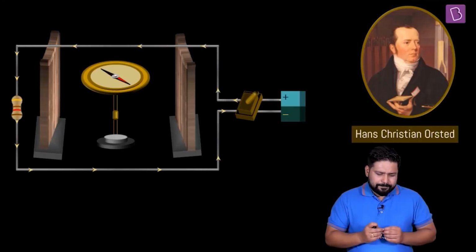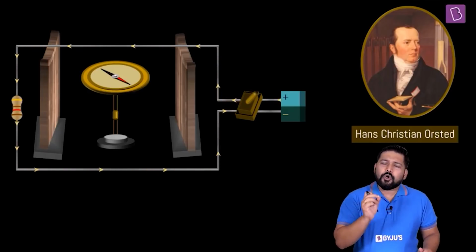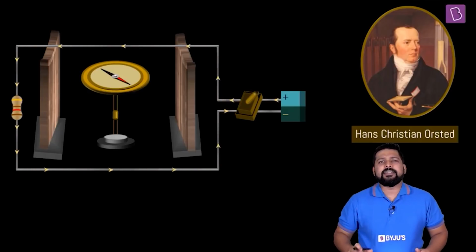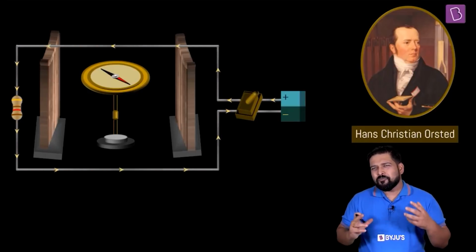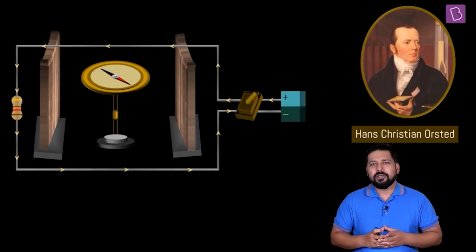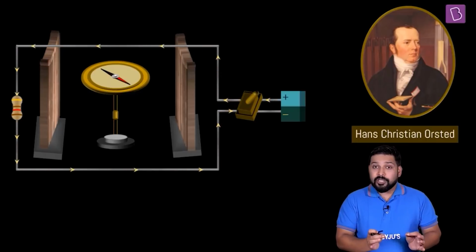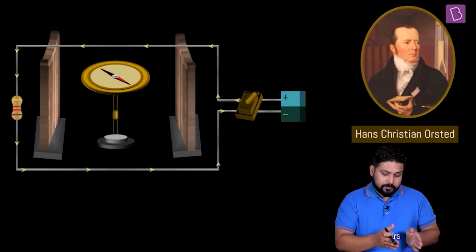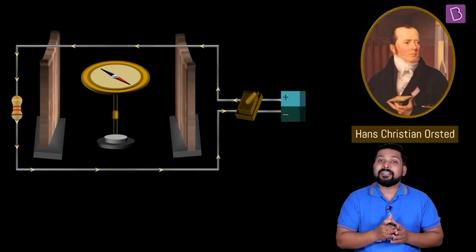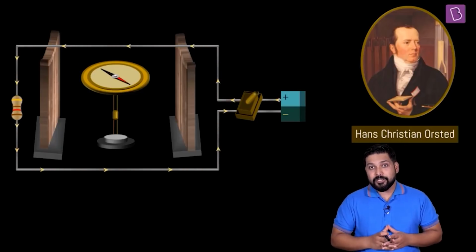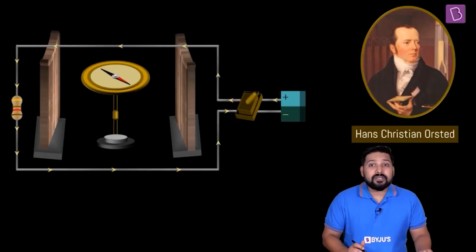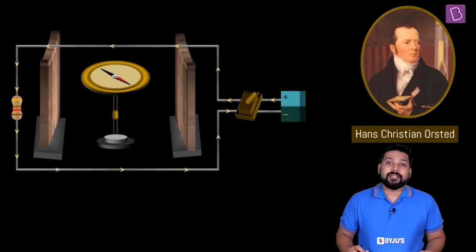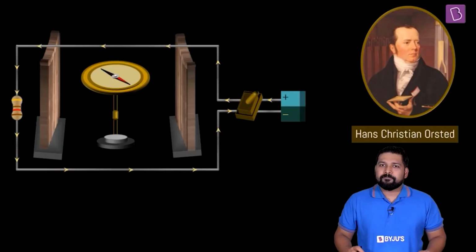So what we felt is that because of the current flowing in this conductor, something is going on, some weird phenomenon, which is actually responsible for making this magnetic needle get deflected in a particular orientation. He also observed that if he increased the value of the current, the deflection was more.